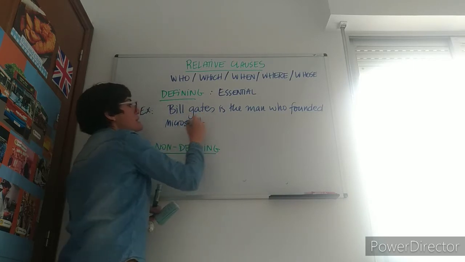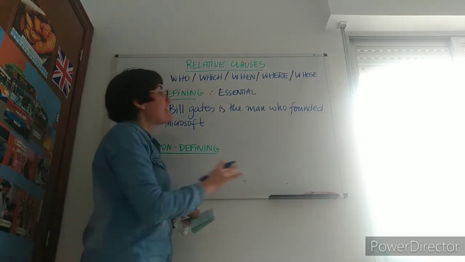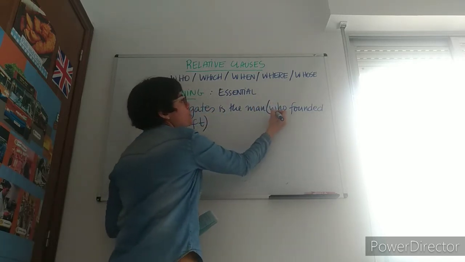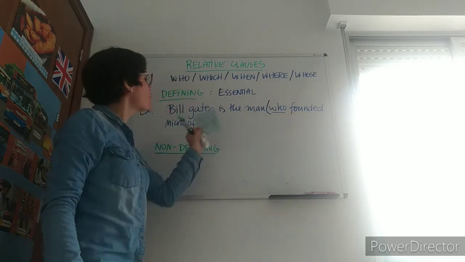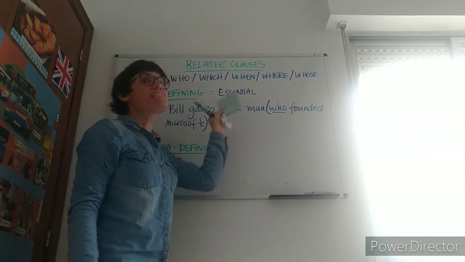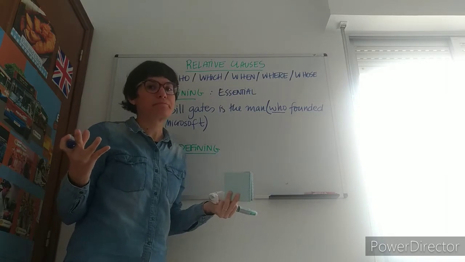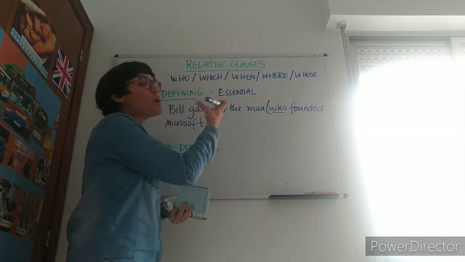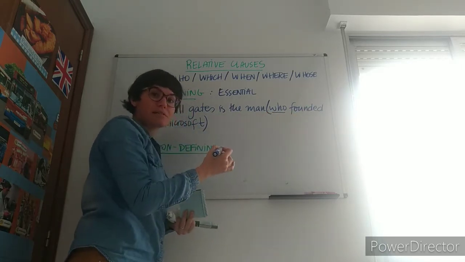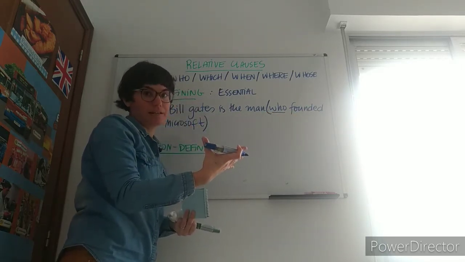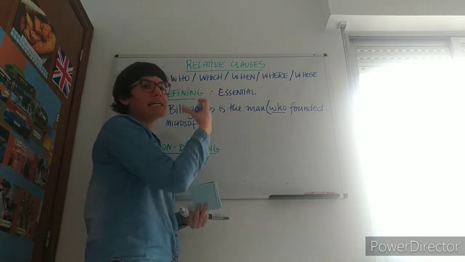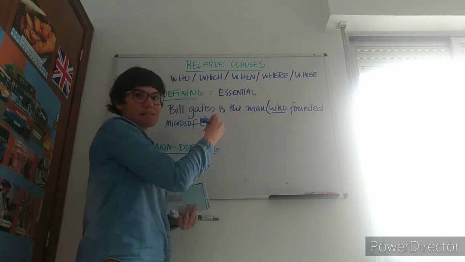Microsoft. So, if we eliminate the sentence introduced by the relative pronoun, who founded Microsoft, the sentence Bill Gates is the man is incomplete. Okay? There is no meaning. So we need this relative sentence to complete the meaning. So that is the meaning of defining. It's essential information to understand the main sentence.